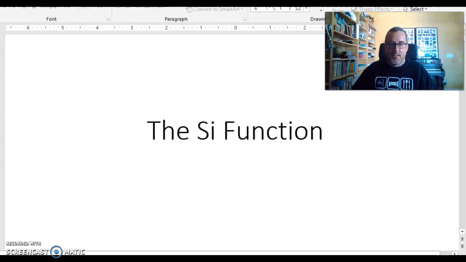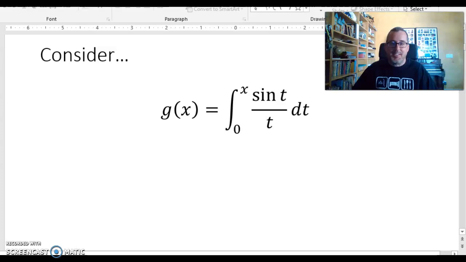Hey, I want to give you a little introduction to this friend we like to call the psi function. Let's take a look. First of all, I want you to just consider this function. What is it doing? I'm talking about the function g of x.